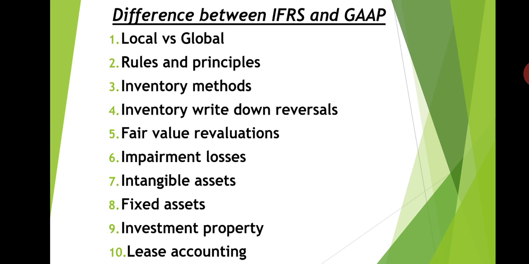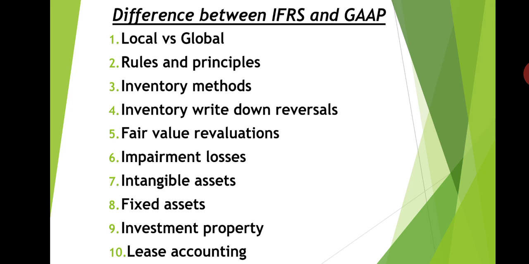Both GAAP and IFRS allow first in first out, that you know, right? FIFO, first in first out, weighted average cost, and specific identification methods for valuing the inventories. However, GAAP also allows the last in first out, that is the LIFO method. As you know, LIFO, you have studied, right? Which is not allowed under IFRS. That is the difference. Here GAAP allows the last in first out method, but IFRS does not allow last in first out.